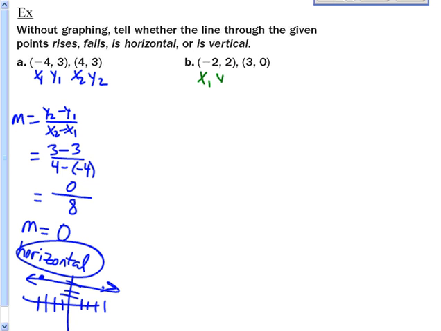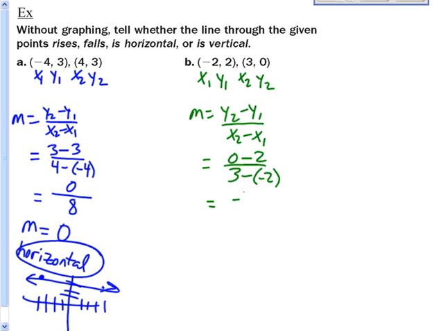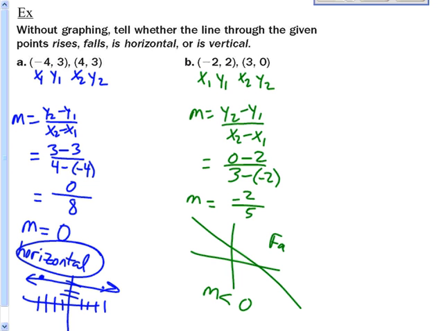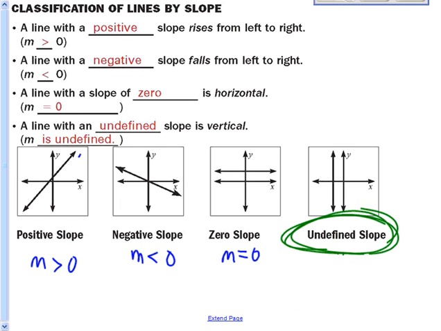All right, how about this one? Go ahead, plug it in again. 0 is your y2 minus your y1, which is 2. x2 is 3 minus your x1, -2. 0 minus 2 is negative 2. 3 plus 2 there is 5. Slope is negative 2/5. So since our slope is a negative number, we know it's going to fall. It falls because our slope is negative. If you go back to this picture, negative slope is saying it falls.